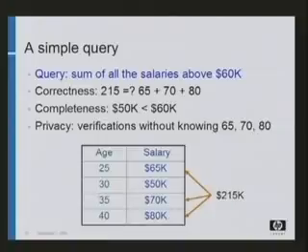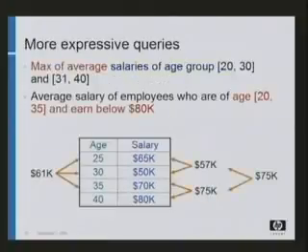So this is a simple query. And we also consider more expressive queries. For example, a nested query. You want to compute an average first for a certain group of people and then compute a max. This kind of nested query is quite commonly used in database systems, and the question is how to verify the correctness and the completeness for those queries. And also, for selection, we want to consider multi-attribute selections. Not just one attribute, but multiple attributes.